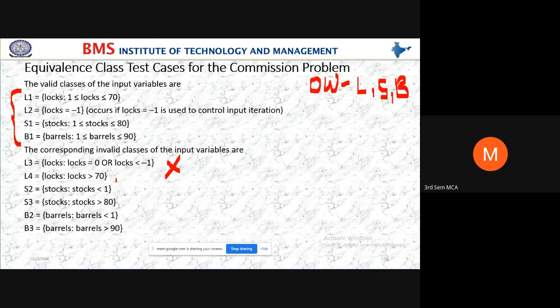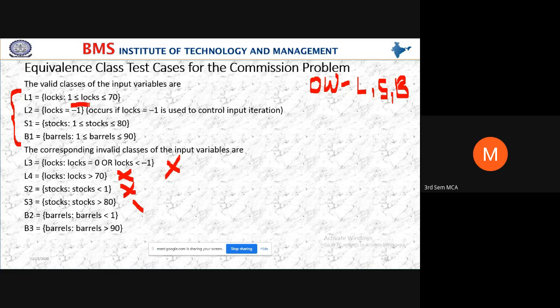Sorry students, here it is greater than 70. The range given is 70, so if lock is greater than 70, then it is invalid. Stock less than 1 is invalid, greater than 80 is invalid. Barrel less than 1 is invalid, greater than 90 is invalid. Yes, you understood now how we are taking valid and invalid here?